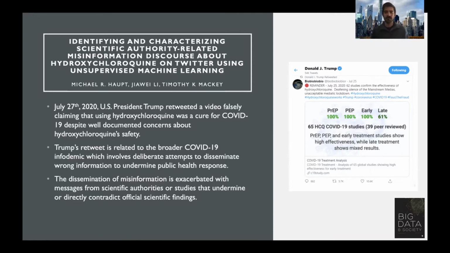So this study was prompted by a tweet that was sent by President Trump at the time on July 27th that falsely claimed that using hydroxychloroquine was a cure for COVID-19, despite scientific evidence saying otherwise. Trump's retweet, however, is also related to the broader COVID-19 infodemic, which involves deliberate attempts to disseminate wrong information that undermine public health response. And this public health response is even more undermined by misinformation of a particular kind that intentionally evokes scientific authority or credibility to bolster its claims.